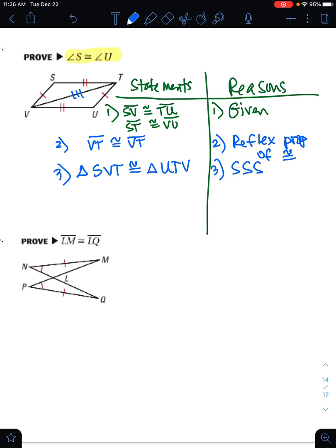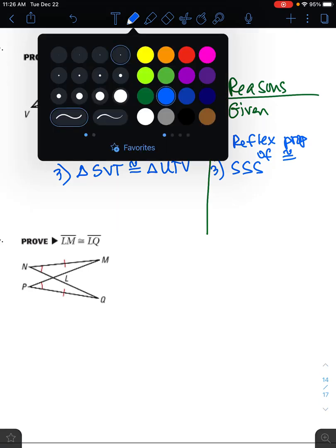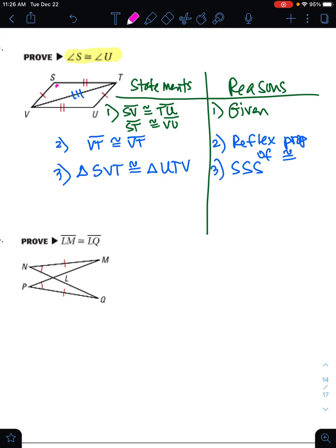Now that we've shown the triangles are congruent, every little piece is congruent, okay? And so now, let me not do red, let's do pink. Now I do know that these two are congruent because all the corresponding parts are congruent. So I can end my proof with angle S congruent to angle U.